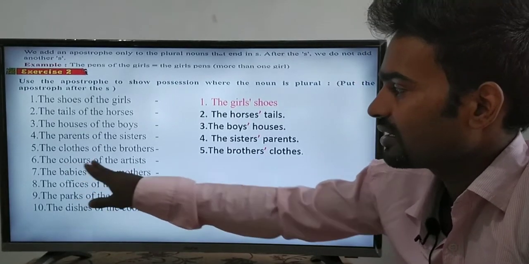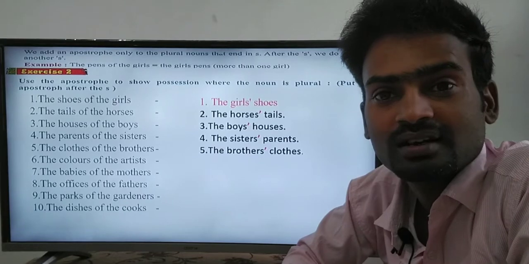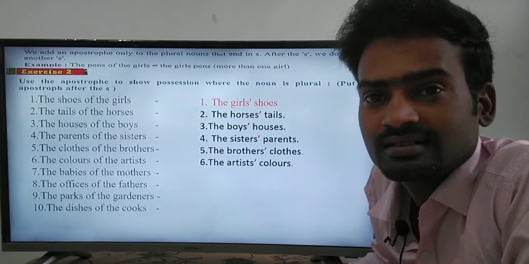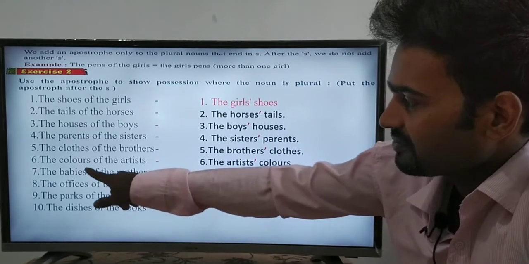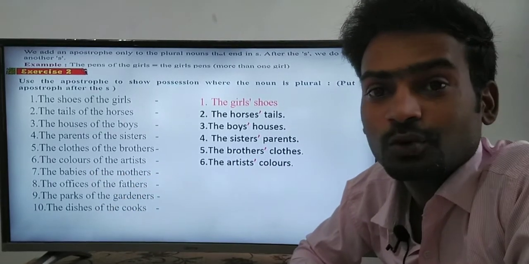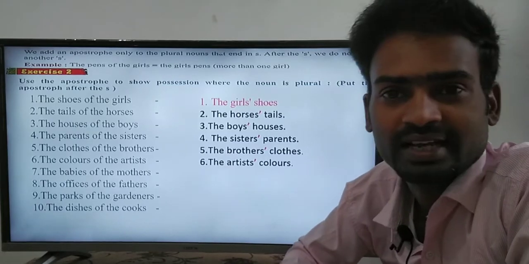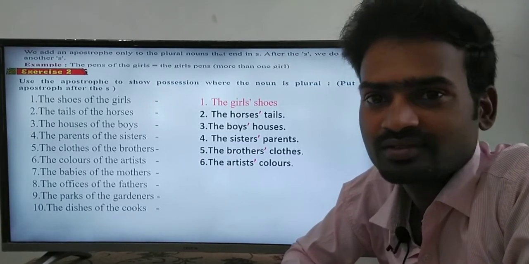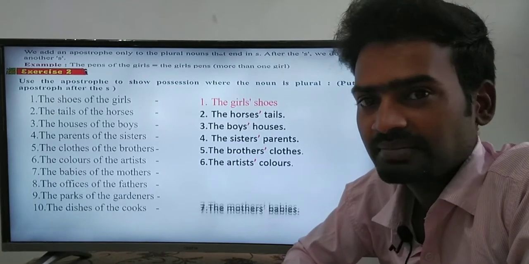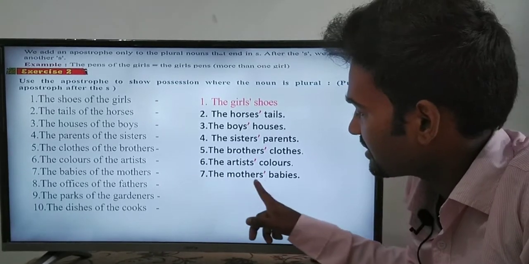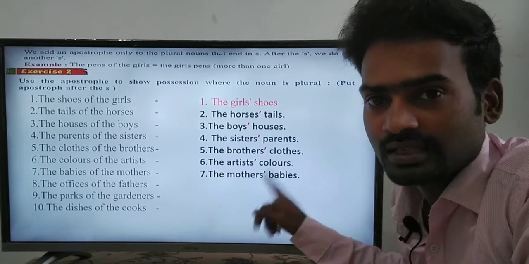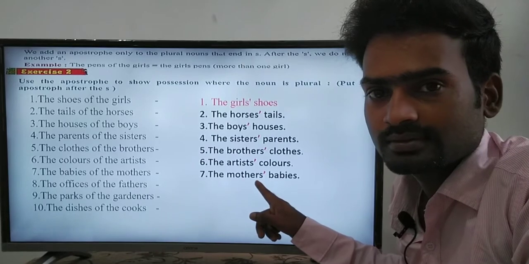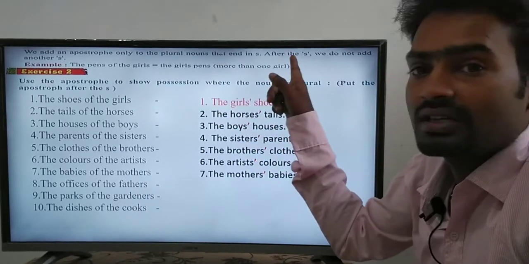The sixth one, the colors of the artists. Whose colors? Artists' colors. And the next one, the babies of the mothers. Whose babies? The mothers' babies, right? When we make it a possession, whose baby? Mothers' babies. We use apostrophe after the s. Please, dear children, we should not use apostrophe before s. They have given us the exact rule.